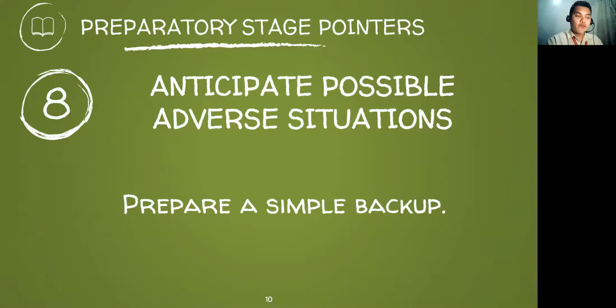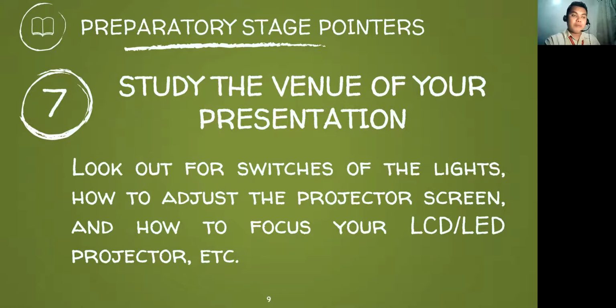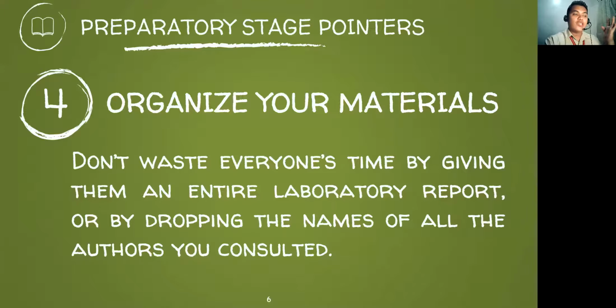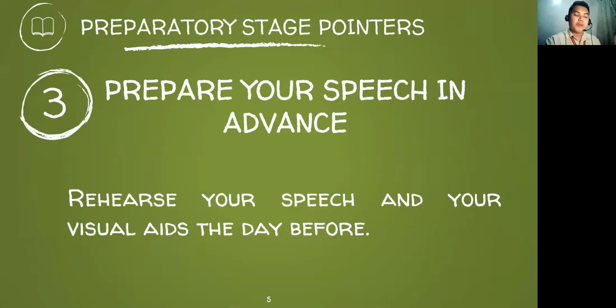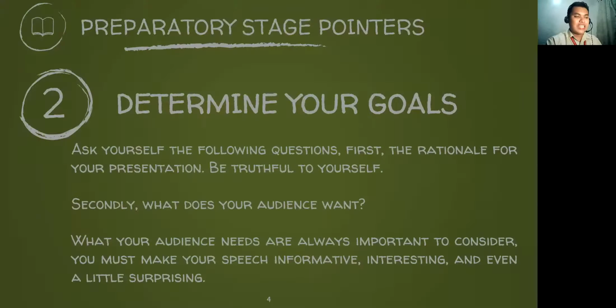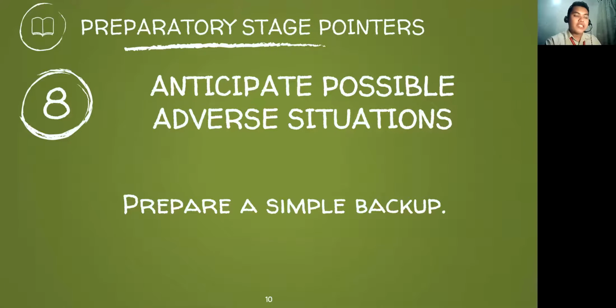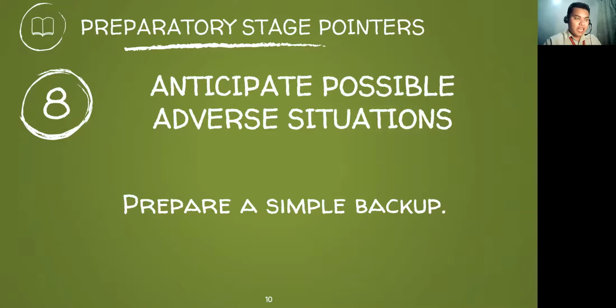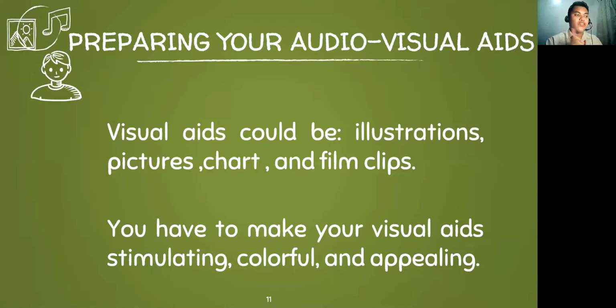That's the reason why, if we go back to the previous pointer, we need to study the venue of the presentation. And as mentioned, you have to practice, you need to organize your materials, you need to prepare your speech in advance, you have to determine your goals, and you have to learn from successful speakers. So these are the preparatory stage pointers that we need to consider for us to be able to have that so-called effective public speaking.